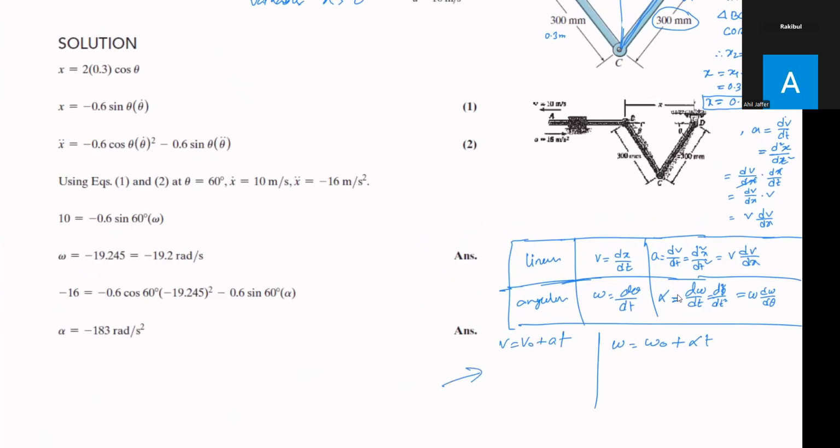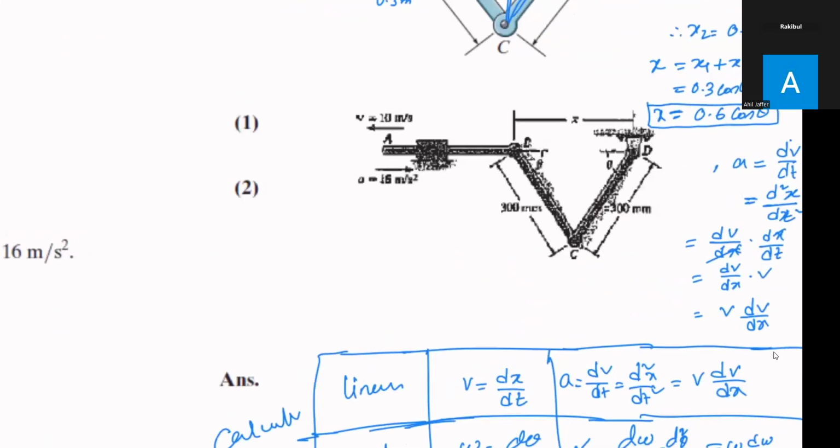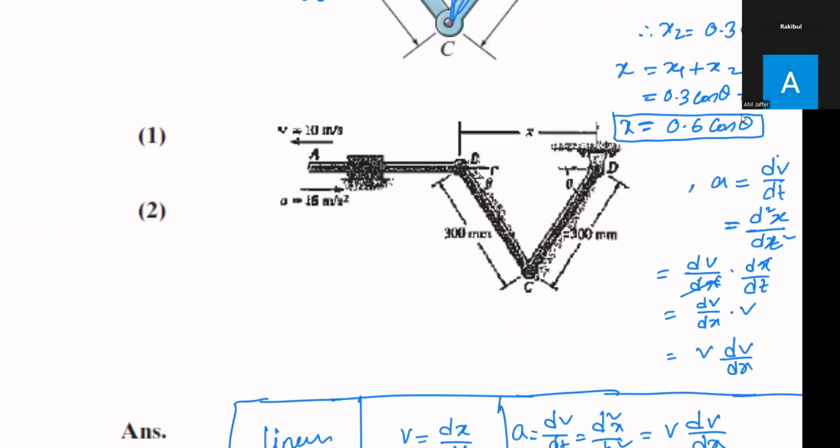These are calculus formulas. And these linear formulas are applicable when the acceleration is constant. Remember, we had a math. Okay, let's not spend too much time on that. So we have the relation x equals 0.6 cos theta. Then what do you need to do for linear speed?